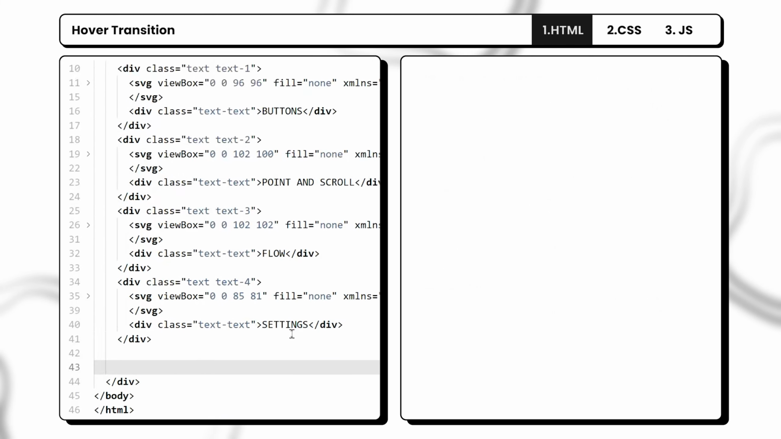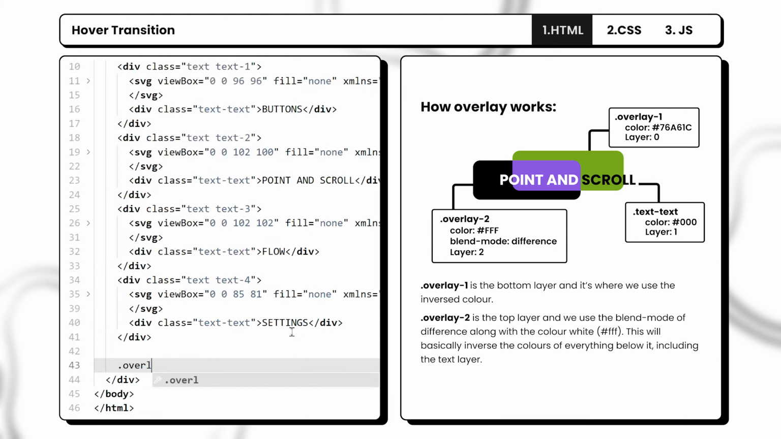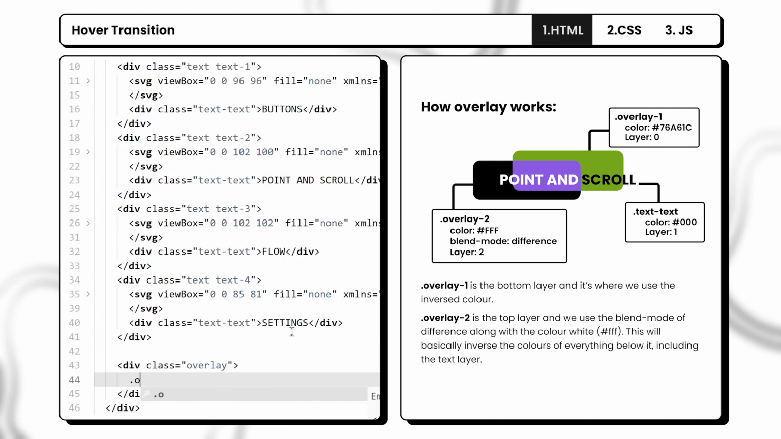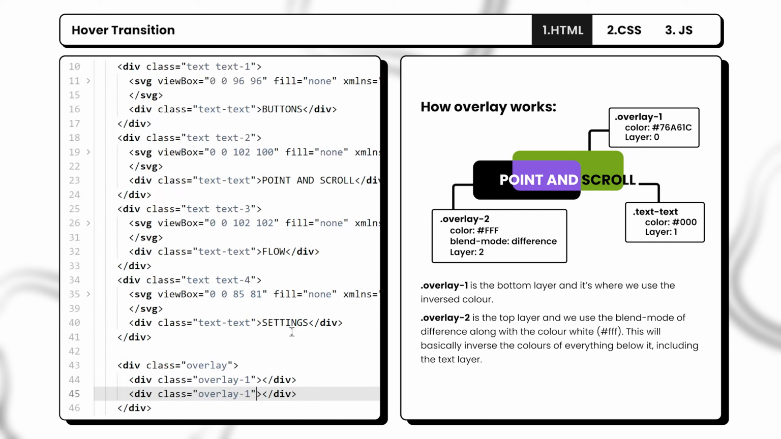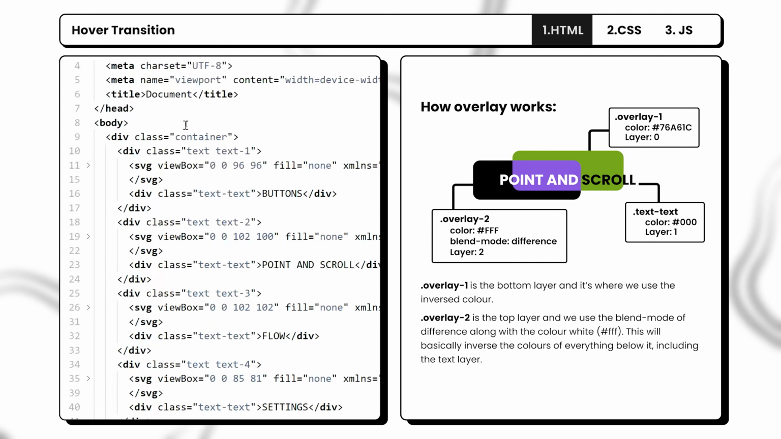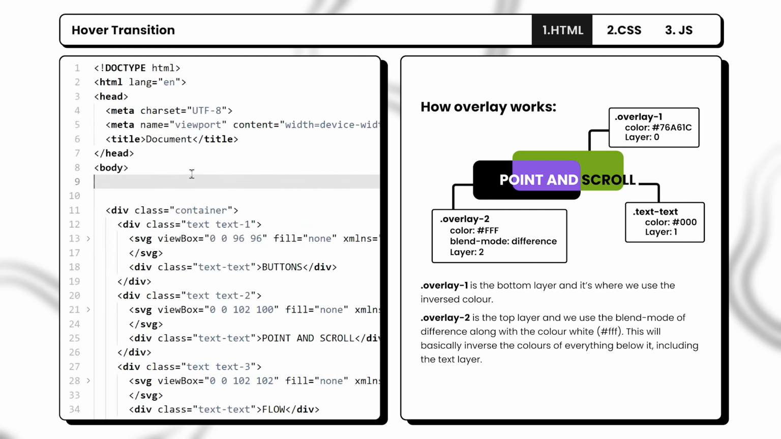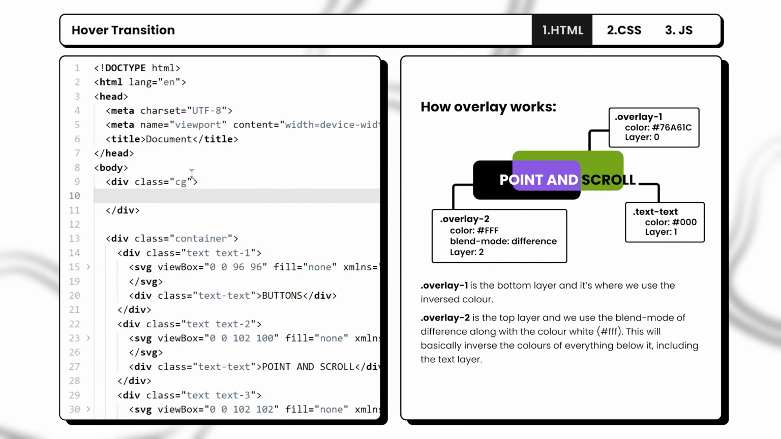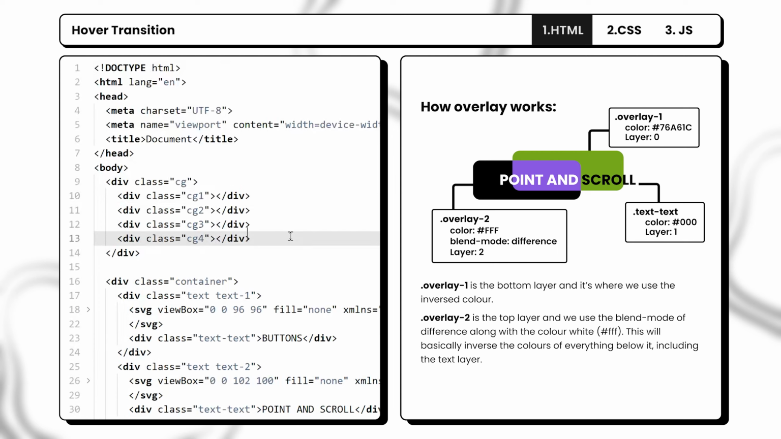And then we will create the overlay div, which will contain 2 more divs, overlay 1 and overlay 2. First one will be for the color, and the second one will be used to make the text turn white. And then lastly, we will add at the front a div with the class CG, which stands for container grid, and inside we will have 4 divs to match the 4 buttons we created.